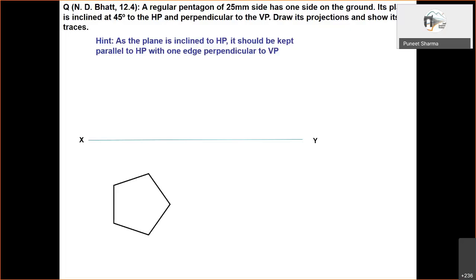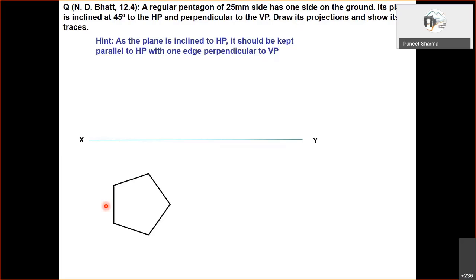So keeping this side perpendicular to this XY line. Here the intention is to consider this as the top view. So what we are doing is we are assuming that this is on the horizontal plane. While drawing this, the true shape will be available when it is placed on the horizontal plane. So the top view will give us the true shape of the pentagon.